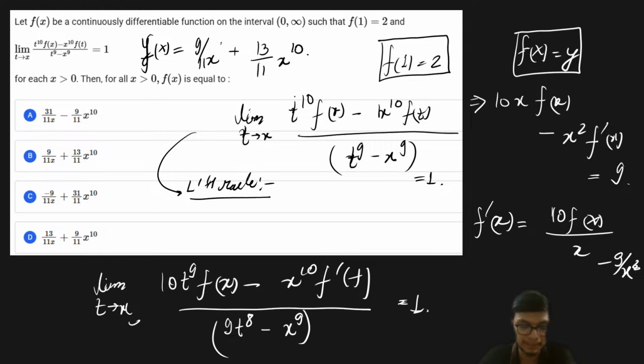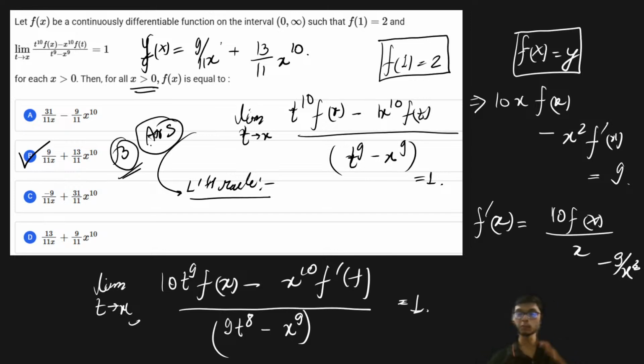I hope this is clear, right? So for x greater than 0, f of x is equal to 9 upon 11x plus 13 by 11 x to the power 10, which is going to be option number B. That is the solution for this differential equation question.